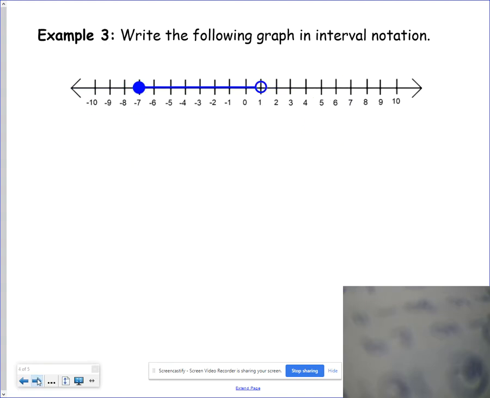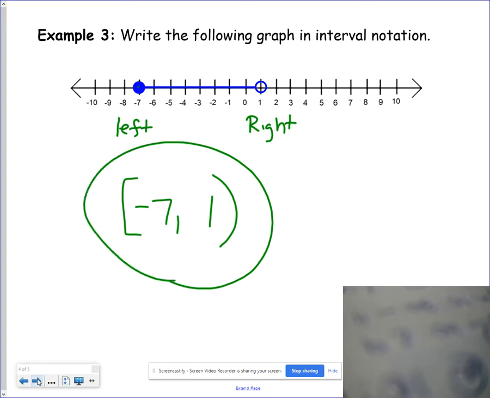Right, example 3. My number on the left is -7. My number on the right is 1. Okay? So we're going to have -7, comma 1. Is -7 a part of your solution? It is. How do we know? Because it has a closed dot. So we're going to put a bracket. Is 1 a part of your solution? No. It gets close to 1, but it never reaches 1. So we're going to have a parentheses. So this is the interval notation for the graph above.